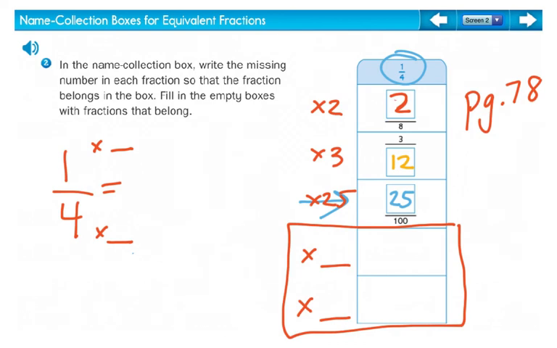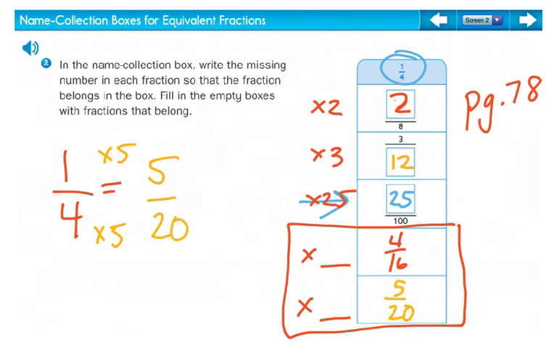Well, I'm going to say let's take it times 4. 1 times 4 would be 4. 4 times 4 would be 16. 4/16 works. I could also take it times 5. 1 times 5 is 5. 4 times 5 is 20. 5/20 would be equivalent as well.